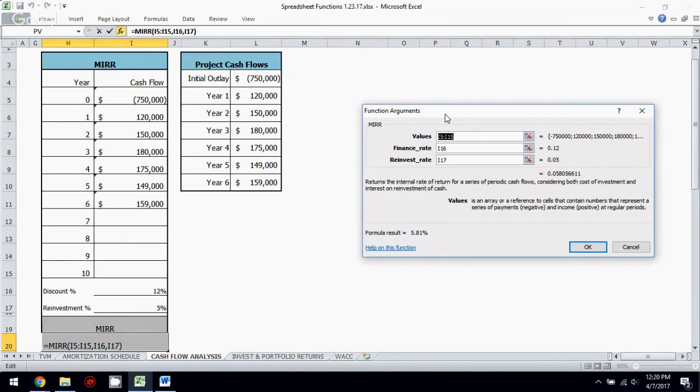I hope this has been helpful. A quick discussion of modified internal rate of return. Again, if you're using analysis of net present value or internal rate of return, be sure to flip back to the Finance Course Guru channel, where I work through those for you.